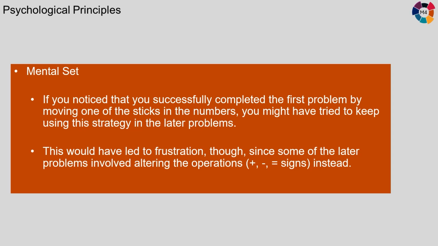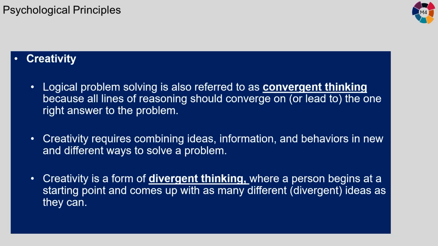Thinking about creativity, logical problem solving is also referred to as convergent thinking because all lines of reasoning should converge on or lead to the one right answer to the problem. Creativity requires combining ideas, information, and behaviors in new and different ways to solve a problem. Creativity is a form of divergent thinking, where a person begins at a starting point and comes up with as many different divergent ideas as they can.